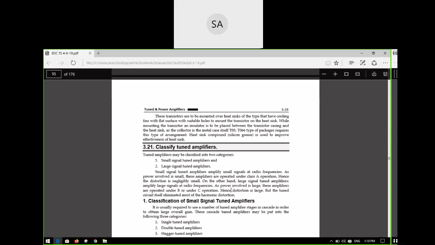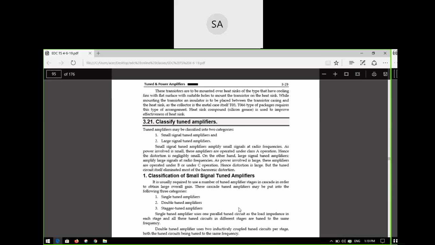The distortion is small or negligible in the case of the class A power amplifier. We already saw that a class A power amplifier is a small signal amplifier or a voltage amplifier, correct or not? So automatically the distortion is also less. The small signal tuned amplifier is further classified into three types: single tuned amplifiers, double tuned amplifiers, and stagger tuned amplifiers. Is it clear or not?